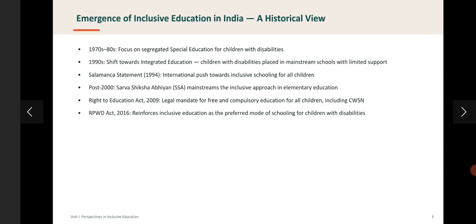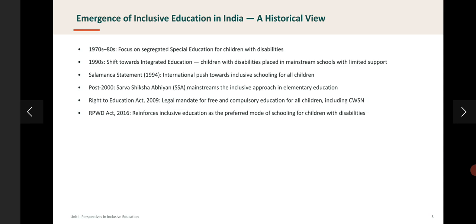A zero rejection policy has been adopted under this SSA, that is Sarva Shiksha Abhiyan, which ensures that every child with special needs, irrespective of kind, category, or degree of disability, should be given meaningful quality education.